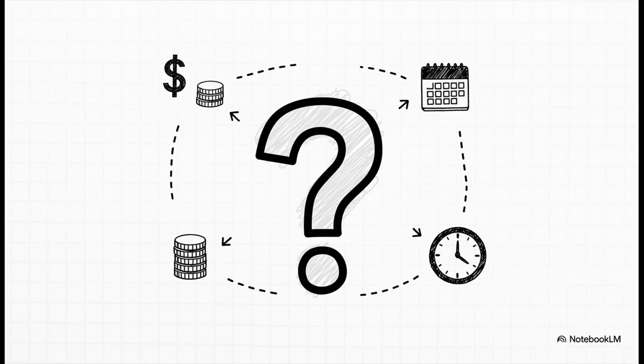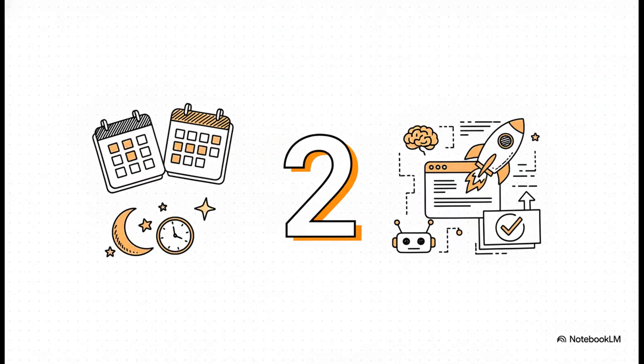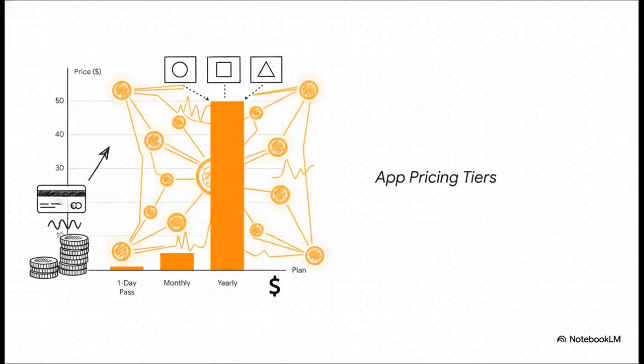So you're probably wondering, what did all this cost in time and money? Let's break it down. The grand total for all that AI power, just over $70, way cheaper than hiring a developer. And time-wise, the whole build took about 2 weeks, just chipping away at it here and there. The app ended up with 3 simple price points, which the AI even set up through Stripe.